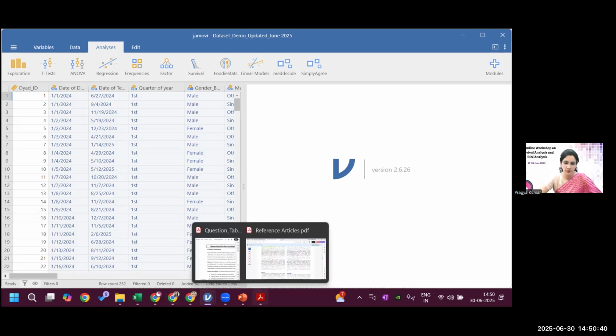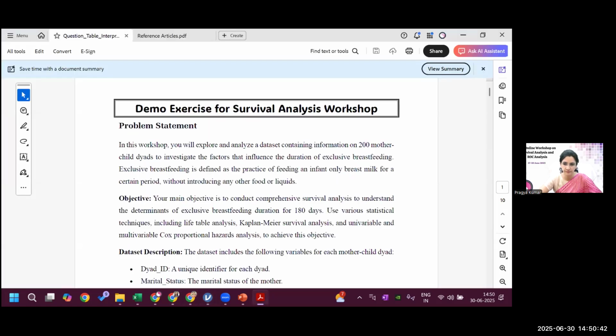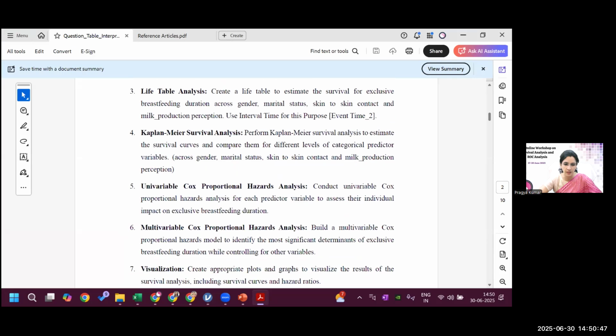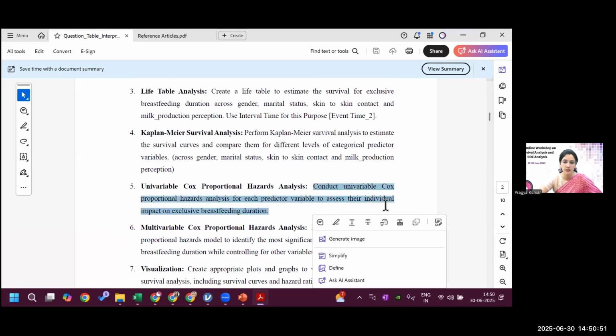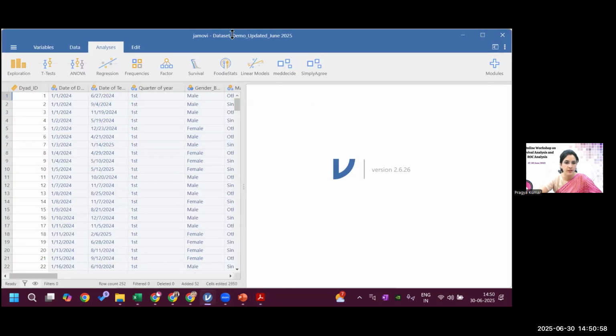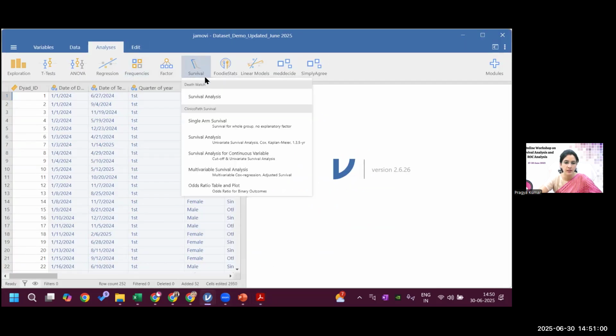So now coming to the question. We did the life table and the Kaplan-Meier. Now I have to conduct a univariable Cox proportional hazard for each predictor to assess their individual impact on exclusive breastfeeding. So this is my data set. I'll go to survival. We have seen the survival analysis death watch, the single survival for the whole group without explanatory factor, and the univariate survival analysis and 1, 3, 5 year analysis.